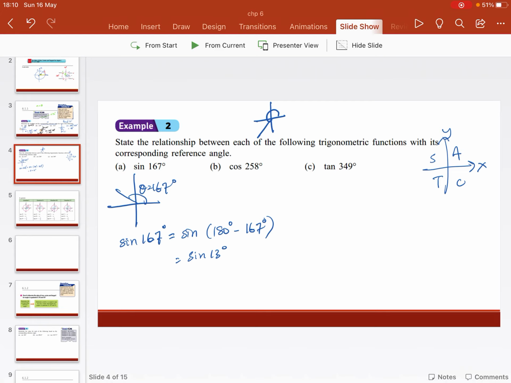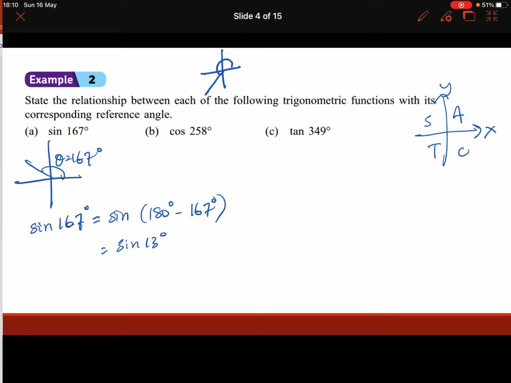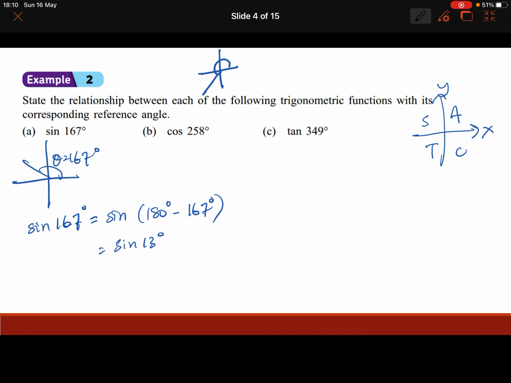So cos 258 equals to the negative cos of 258 minus 180. Okay, 258 minus 180 equals to 78, negative cos 78. So that's the relationship.